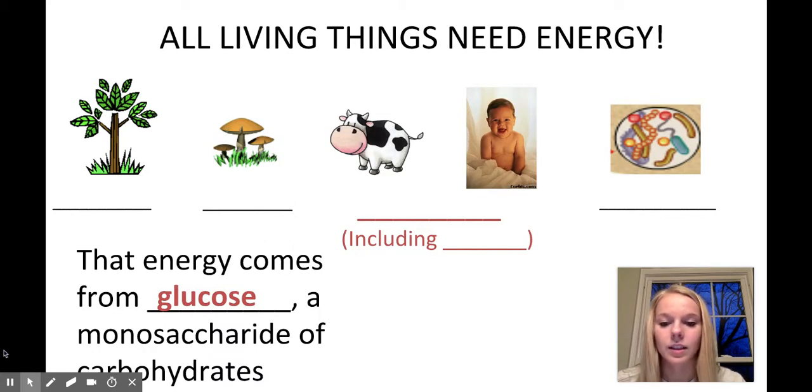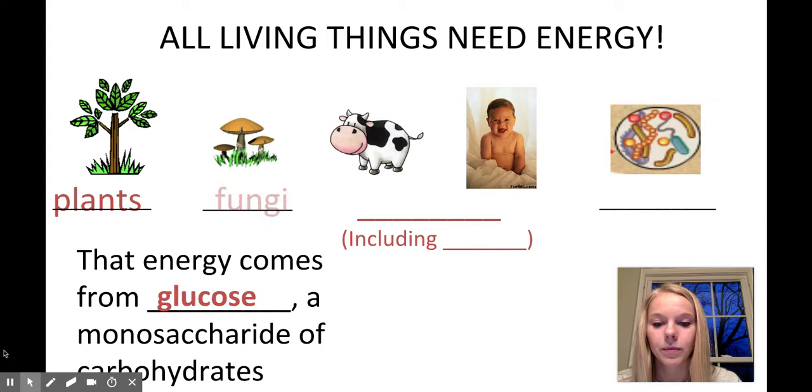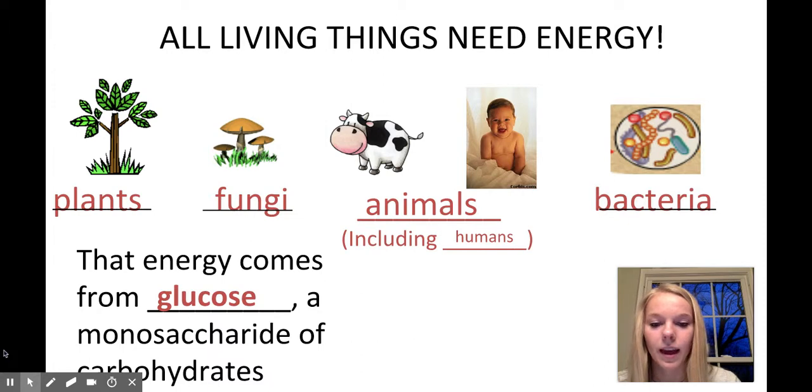Like we learned in the last unit, one characteristic of all living things is the need for energy. This includes plants, fungi, animals, like humans, and bacteria. That energy comes from glucose, which we learned in level 2 is a monosaccharide of carbohydrates. Your first keyword is glucose.